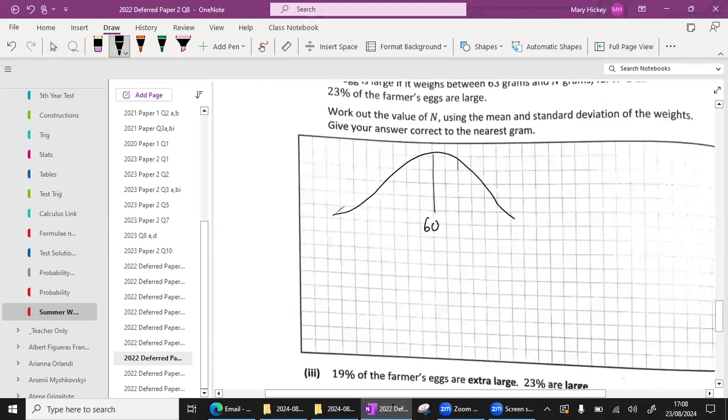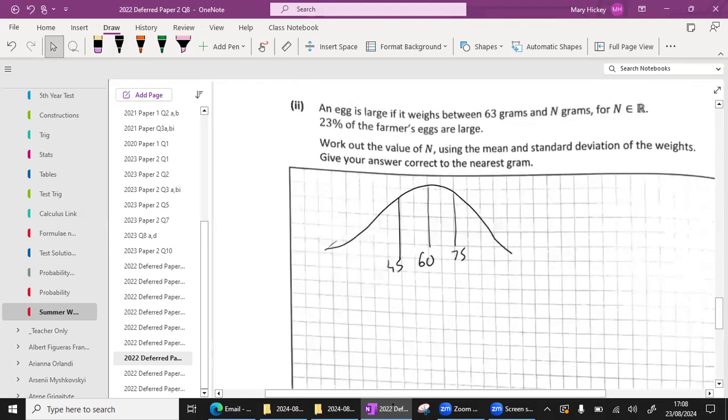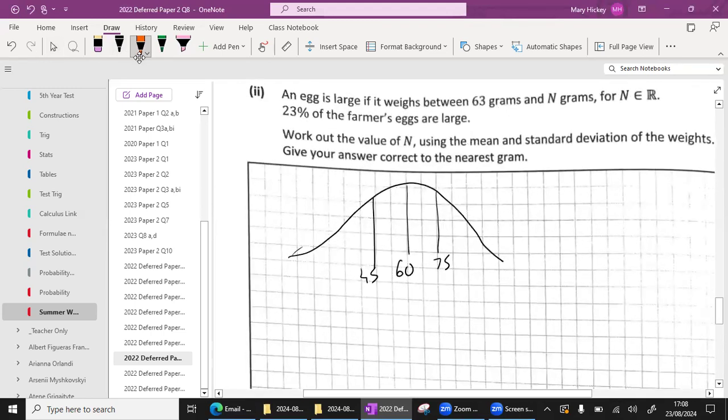Okay, so mean is 60, standard deviation is 15. So we have standard deviation, for example, 45, and we could keep going, of course, but just to have that as our frame. Okay, so 63 is somewhere in there, and n grams.